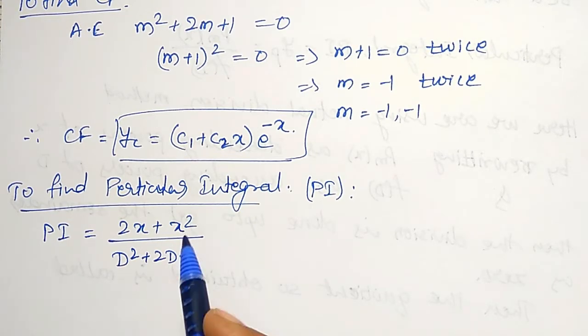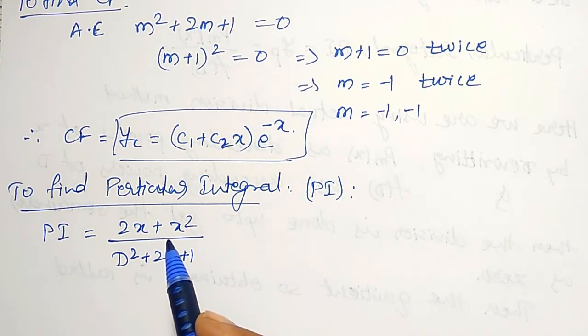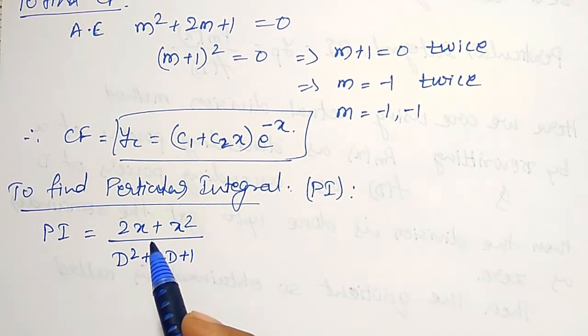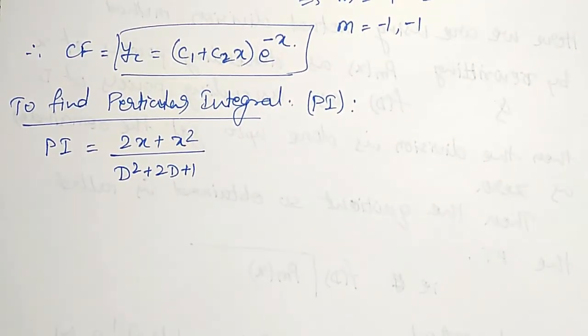Now as the numerator is a polynomial, unlike the previous two examples I have solved for e to the power ax and sin ax or cos bx, as it is a polynomial, we have to do actual division here. What is that actual division method? Another method also I will solve here.